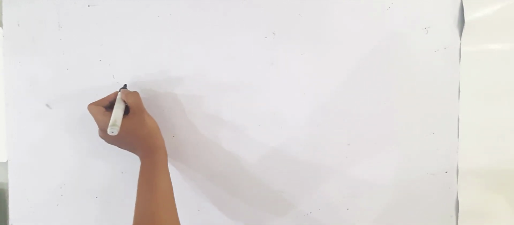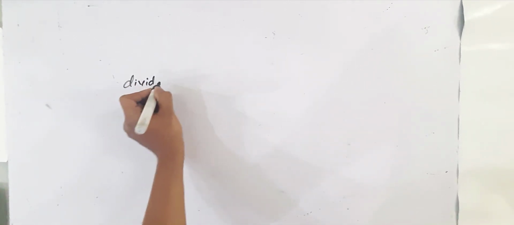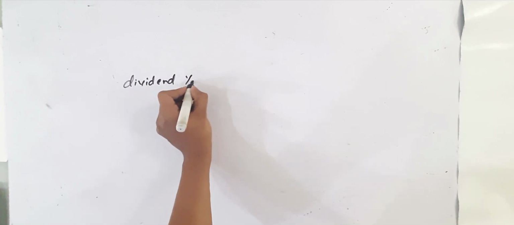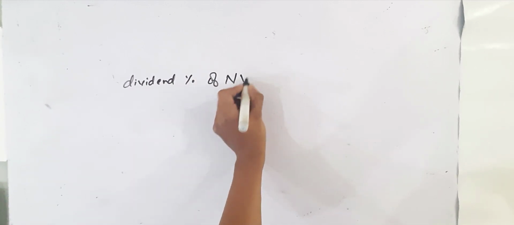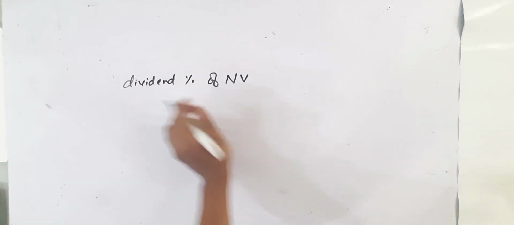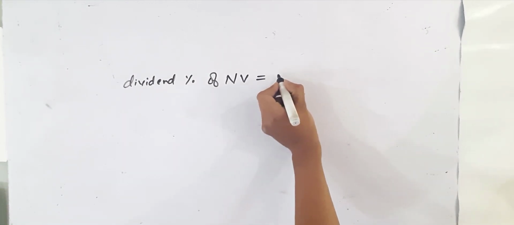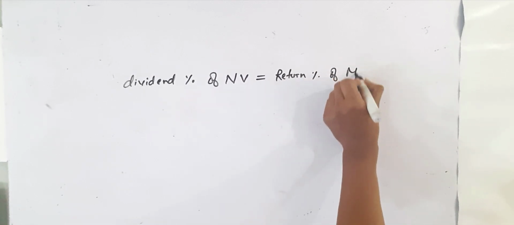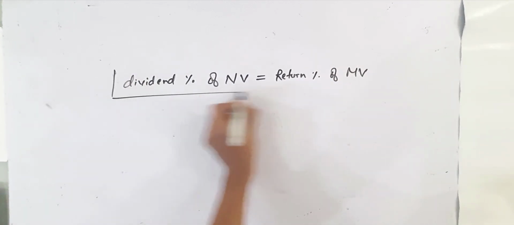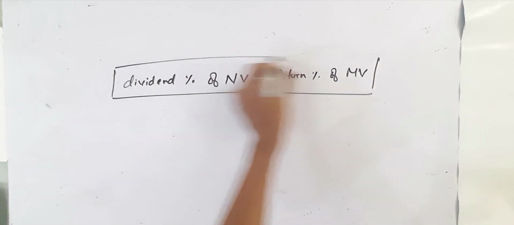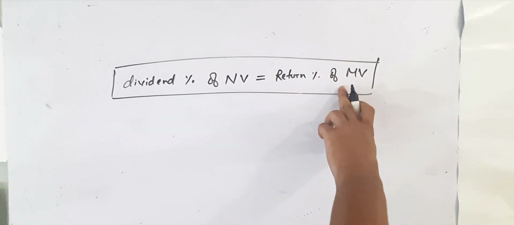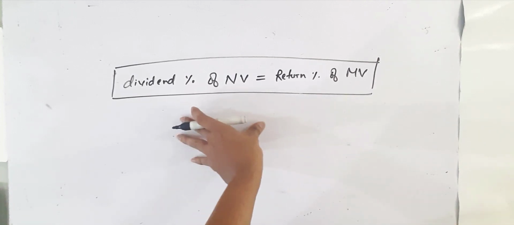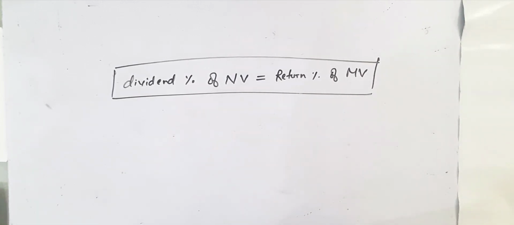Now there is one more formula that will be required for solving the questions. Always remember: dividend percent of nominal value, whatever you get, will be the same as the return percent of the market value. So dividend is always calculated on the nominal value, whereas return percent is always calculated on the market value. This formula will be required to go through many questions.